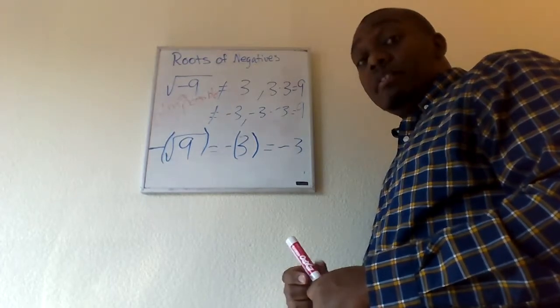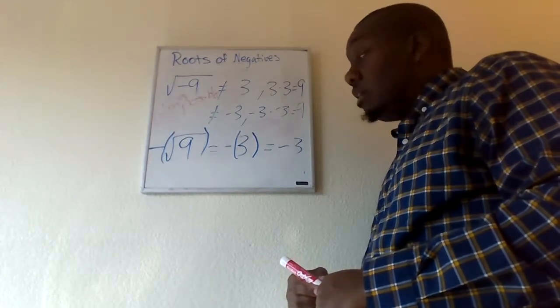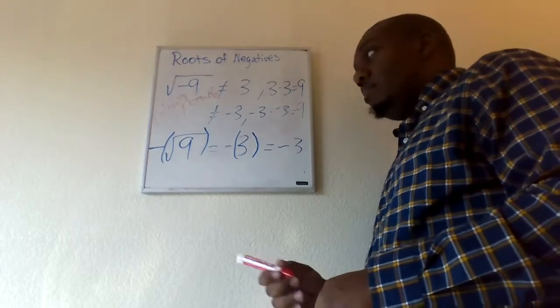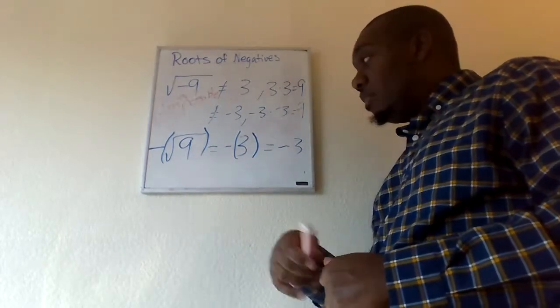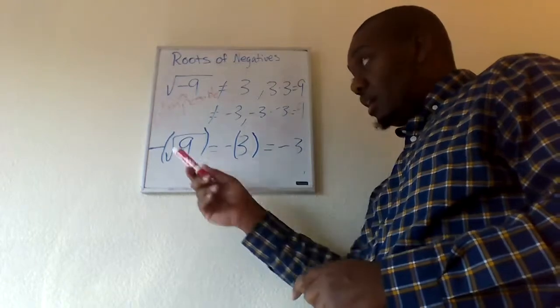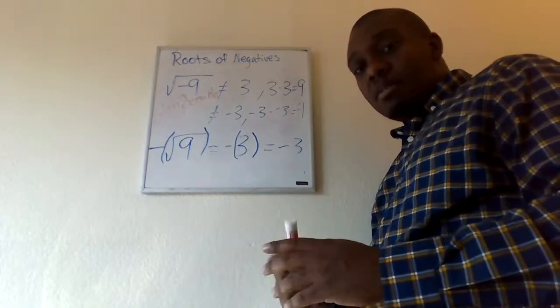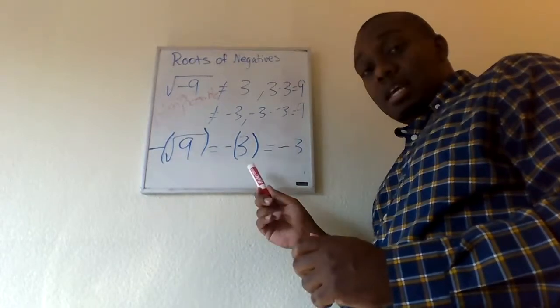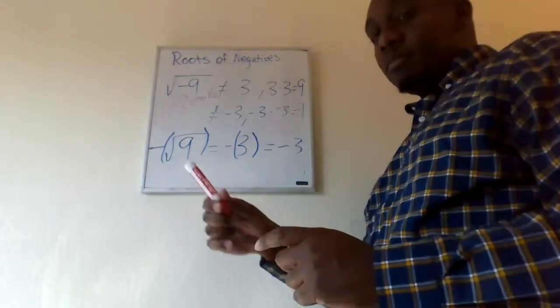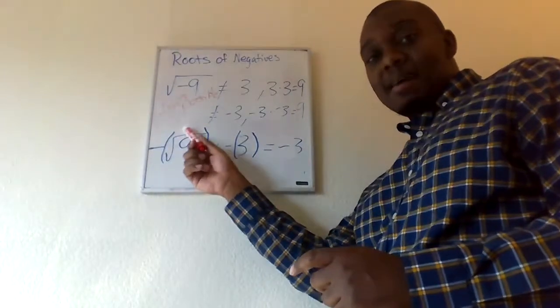Negative of a square root of a positive whole number, you can do, because you could take the square root of that whole number. In this case, we got 3, and there's a negative out front, so put negative out front. Those are different problems. This is possible. This, impossible.